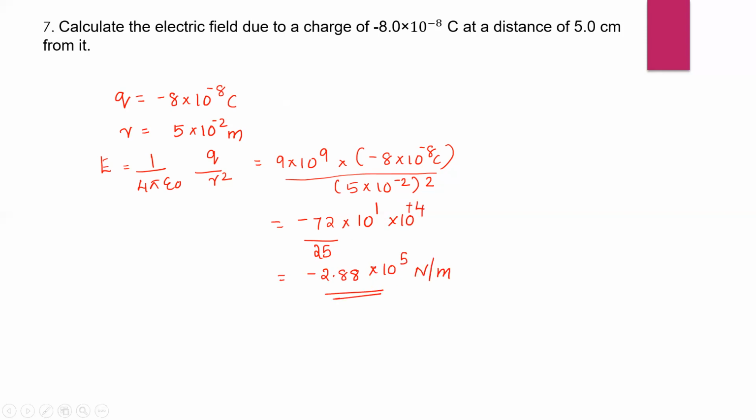This is the electric field due to the charge. I hope you all understood this.